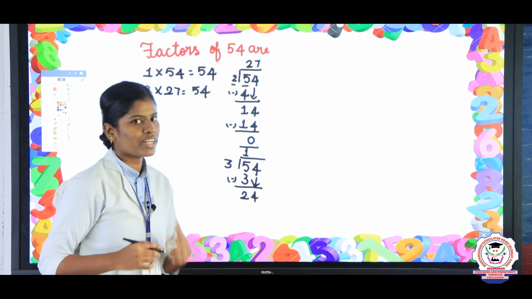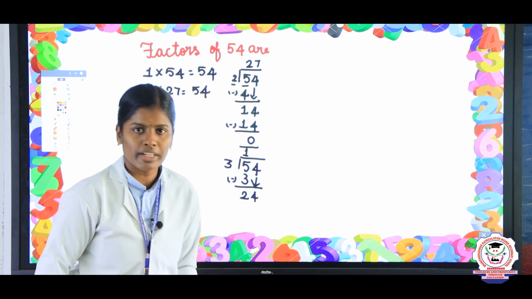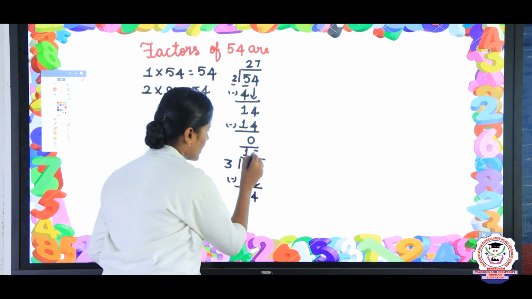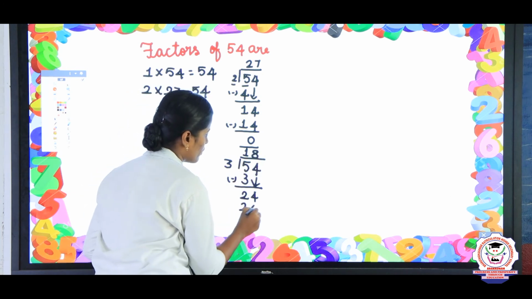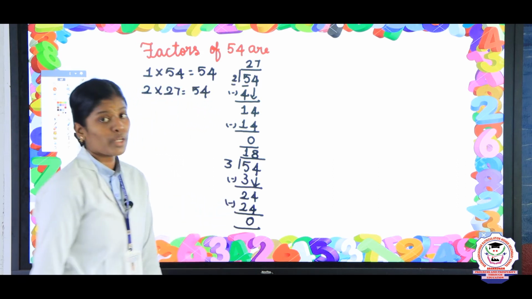Now 3 table of 24. Yes, how many times? 3 8s are 24. So write the answer. 8 3s are 24. Now 24 minus 24, the answer is 0. Here too we got 0.